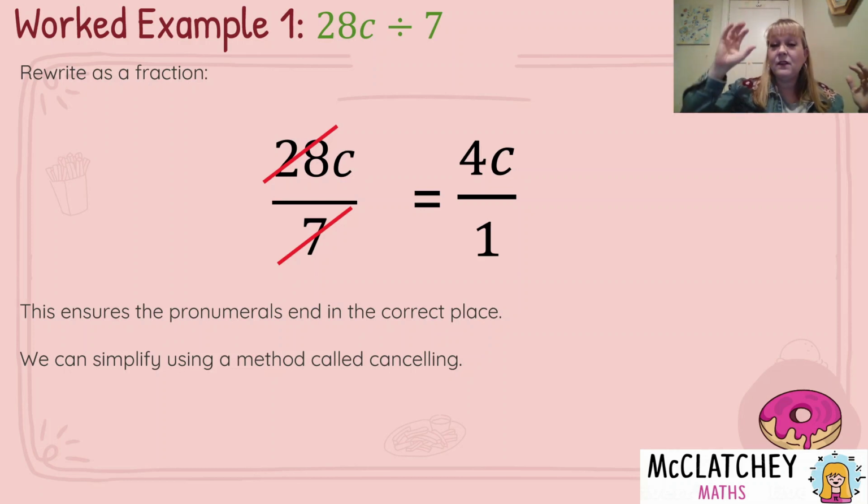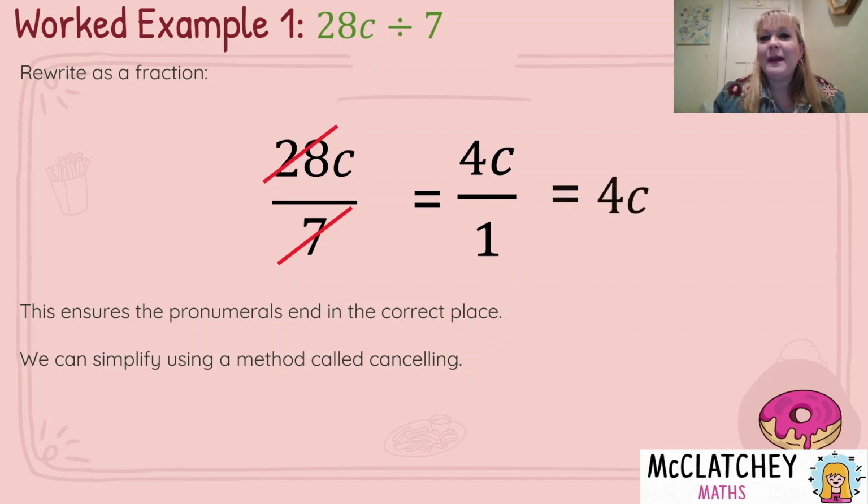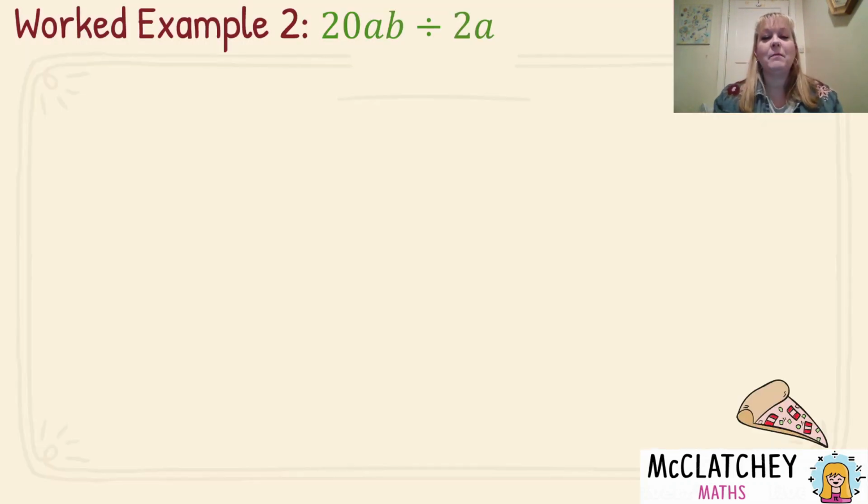So 28 divided by 7 is 4. 7 divided by 7 is 1. That's why we end up with the 1 on the bottom of the fraction. Now, as we mentioned before, we don't need to write fractions with a base of 1 on the denominator. We can just write it as simply 4c. Okay, let's do another example.